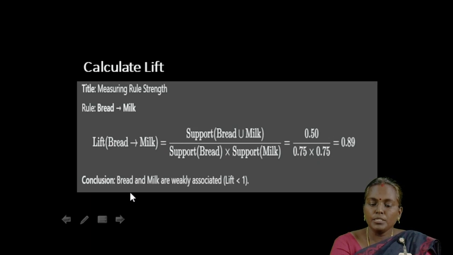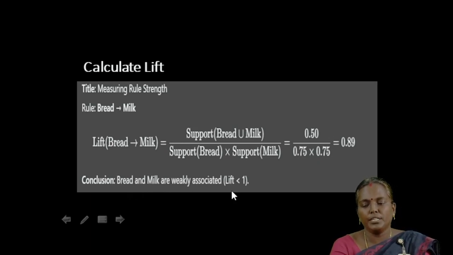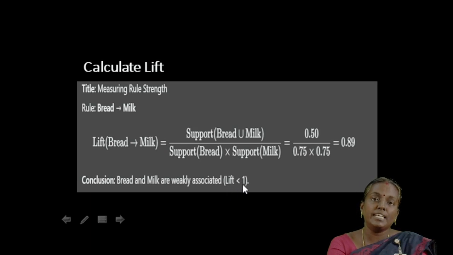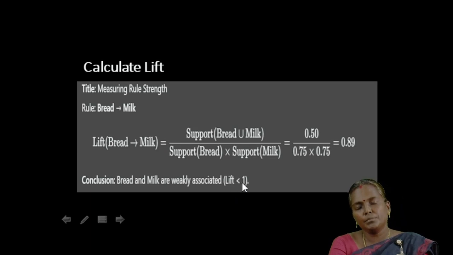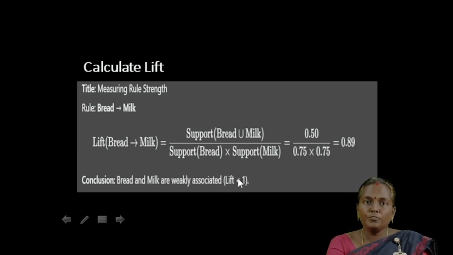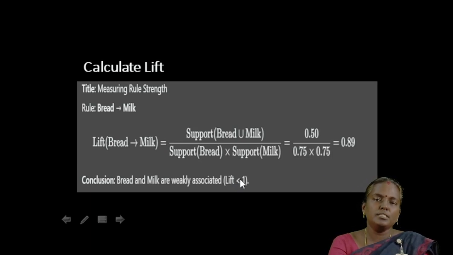From this we can conclude that bread and milk are weakly associated because the lift value is less than 1. Even though the confidence rule says that 67% of the customers buy the bread with the milk, the strength of their association is weak. This could be analyzed using this market basket analysis.